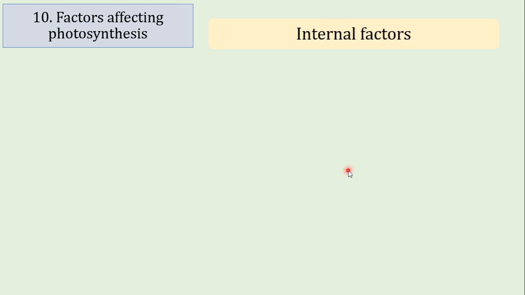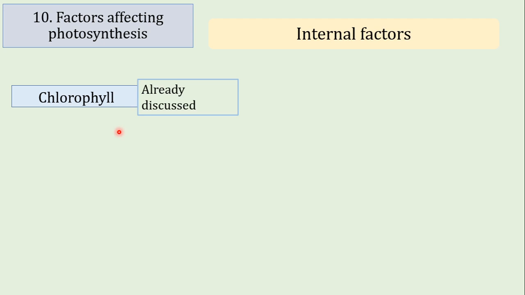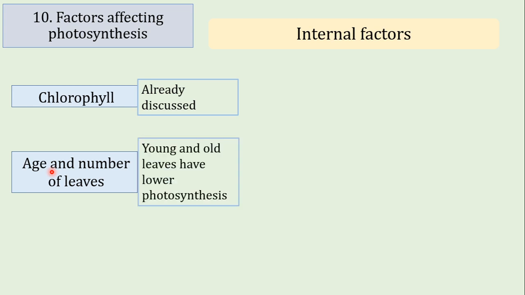Now we will discuss the internal factors affecting photosynthesis. We discussed the role of chlorophyll. We know the mid-aged cells contain the highest number of chlorophyll molecules. That is why the rate of photosynthesis is highest in the mid-aged cells. The young cells and old cells have less chlorophyll, so they have a lower photosynthesis rate.